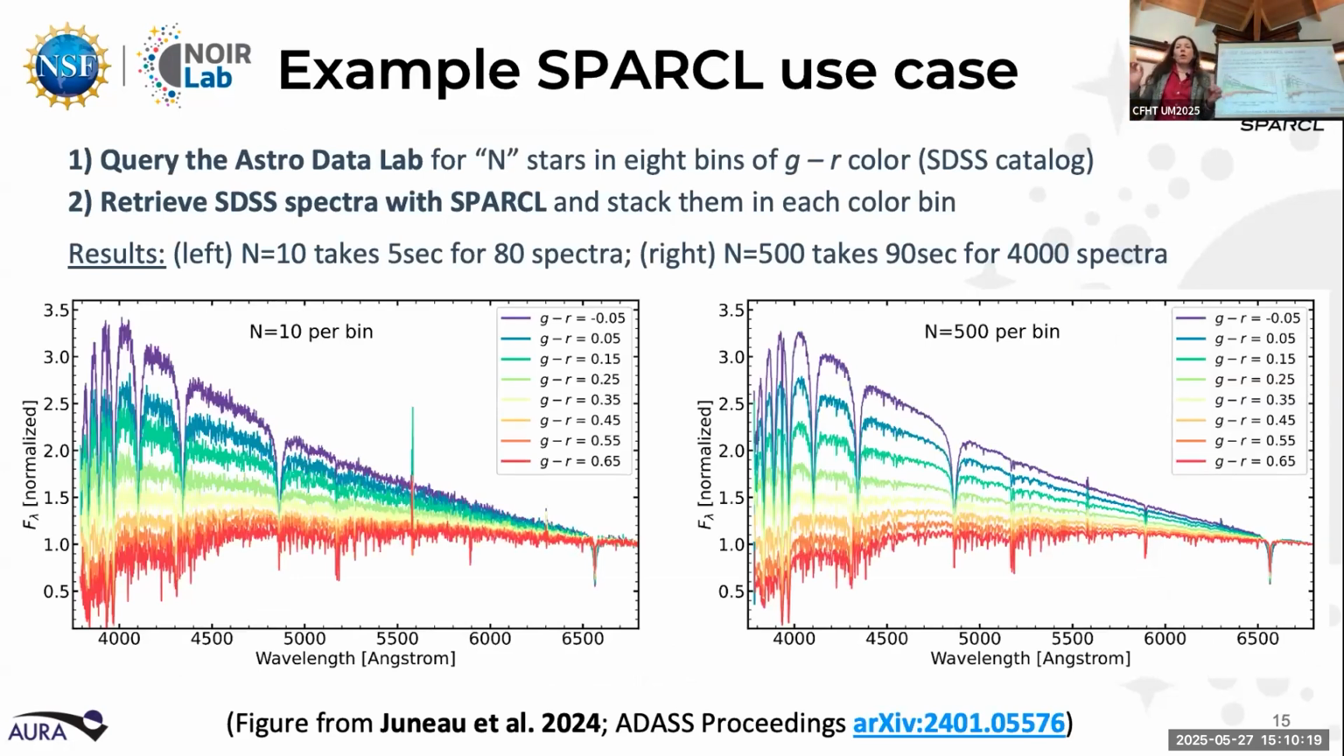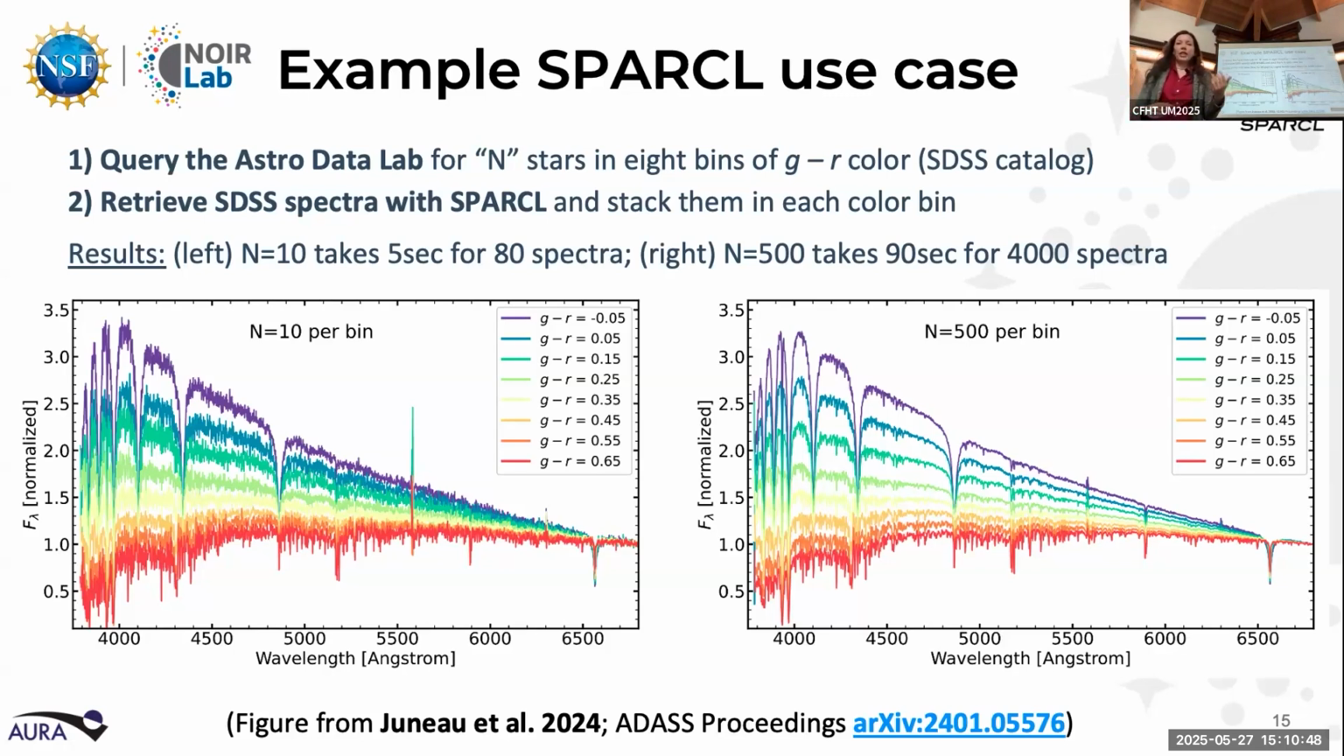And then I'm going to show a couple of very quick use cases just to give you ideas. This was a simple case that we made to demonstrate how it works. So you query the Astro Data Lab and you say, okay, I'm going to look at SDSS. Give me n stars in these 8 bins of color. In the first case, n is 10. So we just do 10 random stars in bins of color. And then we stack them.